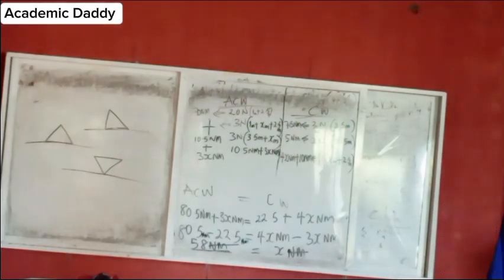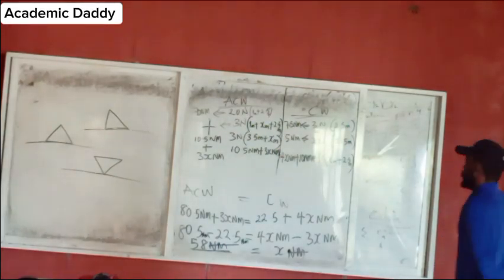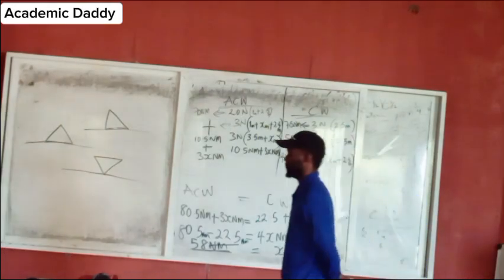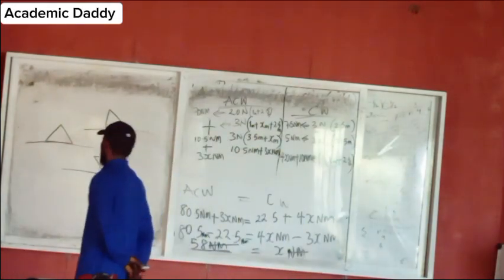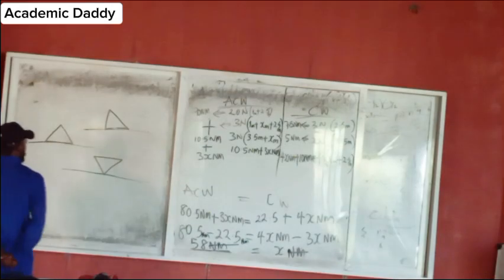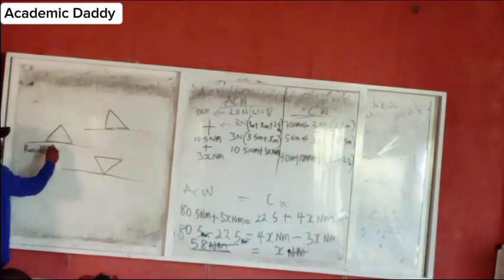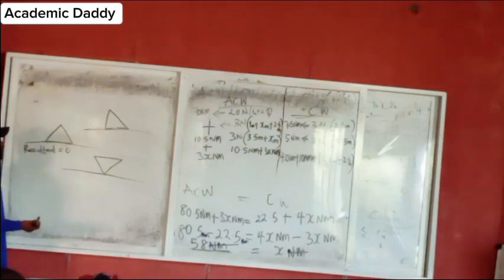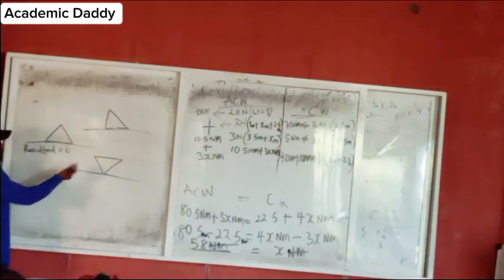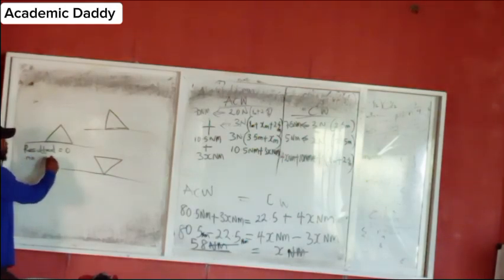the first condition for stable equilibrium is: resultant force is equal to 0. So for stable equilibrium, resultant forces equal 0, or you say resultant forces cause no net displacement. Resultant forces cause no net displacement.